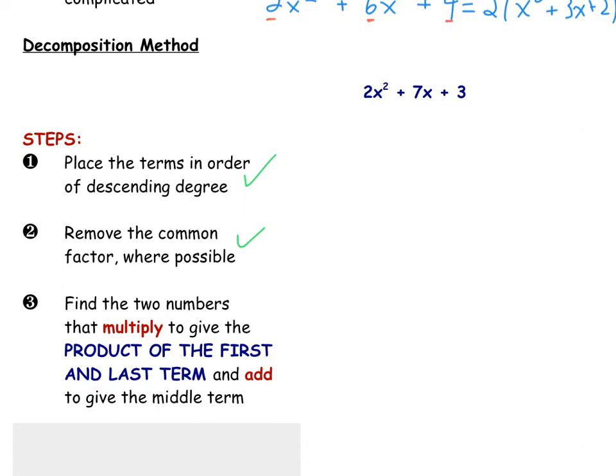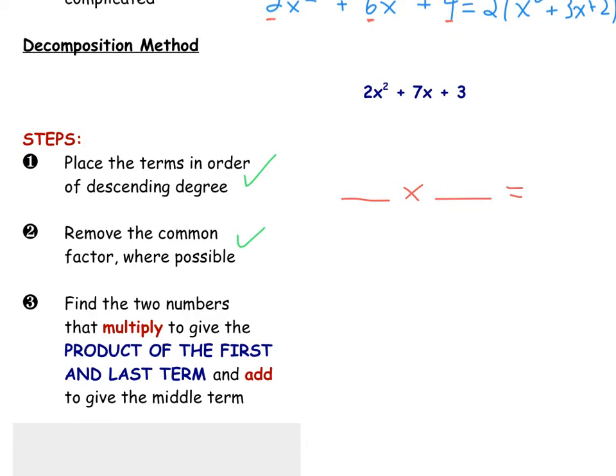So this step is going to be a lot like the first step, the step that we took with our simple trinomials. So you're going to find two numbers that will multiply to give you your last term. Nope, not exactly anymore. We're going to find two numbers that multiply to give us the product of our first and last term. What the heck does that mean?